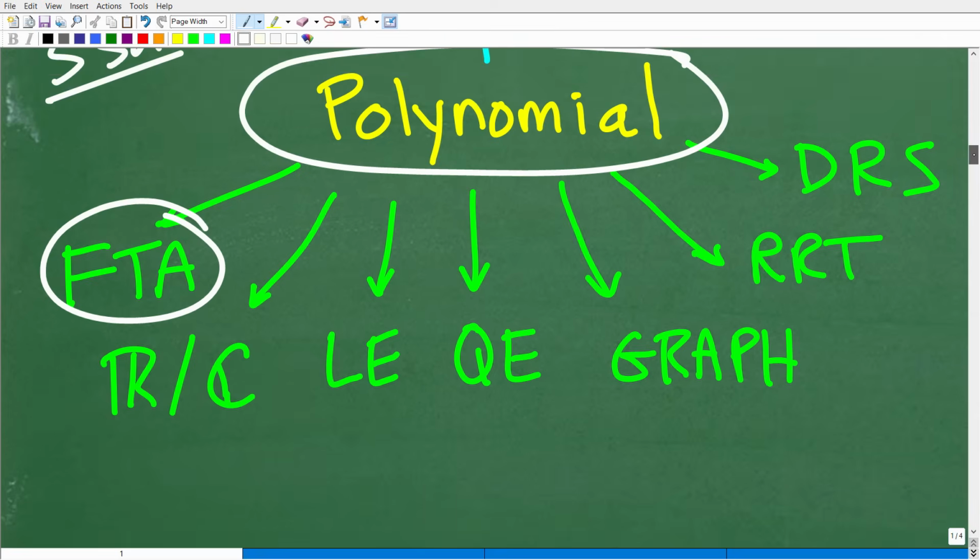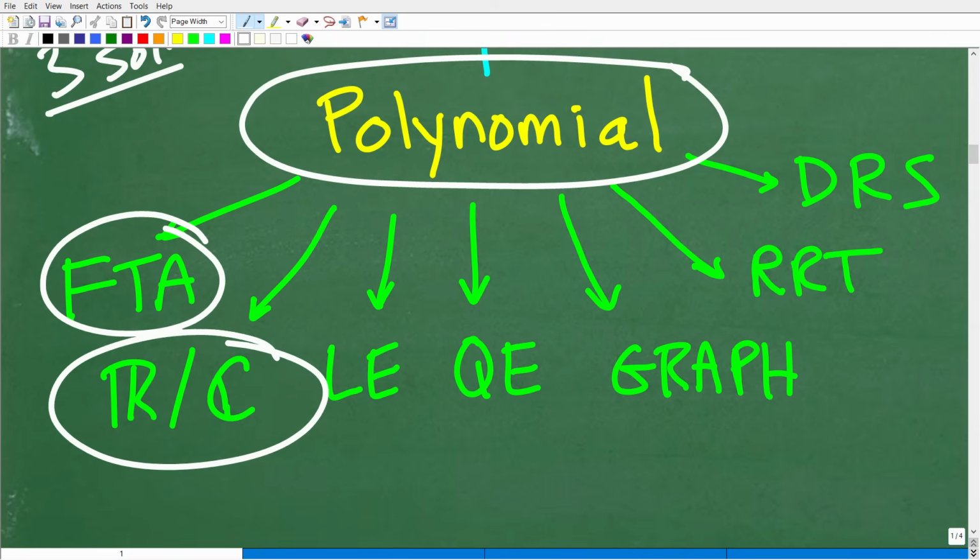But what type of solutions? Well, they could be real and/or complex or imaginary, as we have in this case, right? So we have a positive 2, that's a real number, but then we have plus or minus 2i, which are imaginary numbers, which are part of the complex number system.